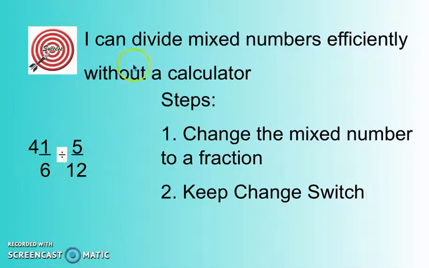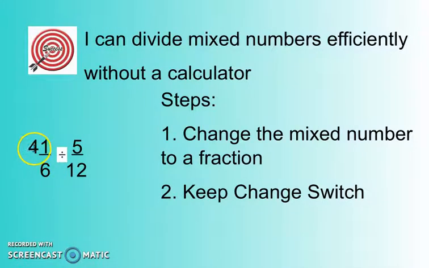And so what we're going to do today is change our mixed numbers to fractions and then use those fractions to divide. Looking at this, we have 4 1/6 divided by 5/12. Well, I need to first change 4 1/6 to an improper fraction.